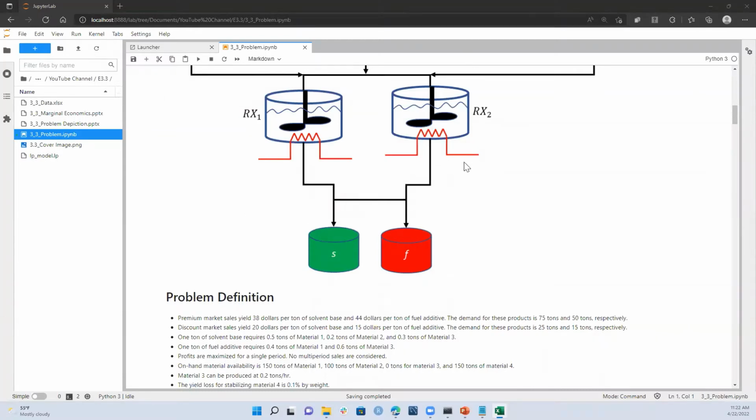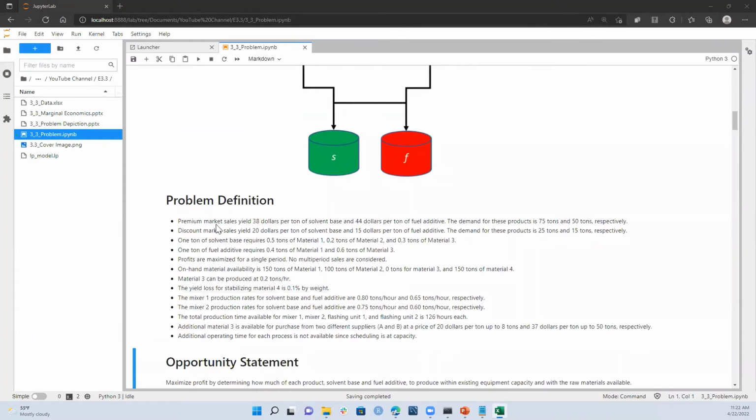We can now move on to further define the problem. Under the problem definition, we've made a list of information required to solve this problem. Some of this is a restatement from the problem description. We'll review each of these. Premium market sales yield $38 per ton of solvent base and $44 per ton of fuel additive. The demand for these products is 75 tons and 50 tons respectively. Discount market sales yield $20 per ton of solvent base and $15 per ton of fuel additive. The demand for these products is 25 tons and 15 tons respectively.